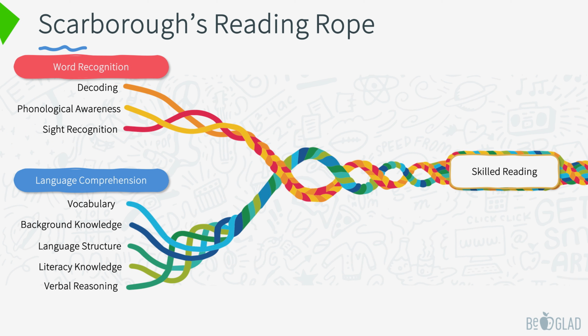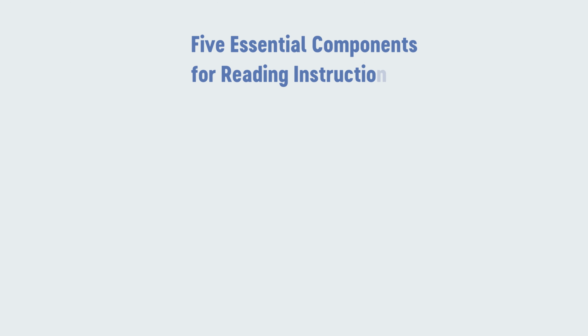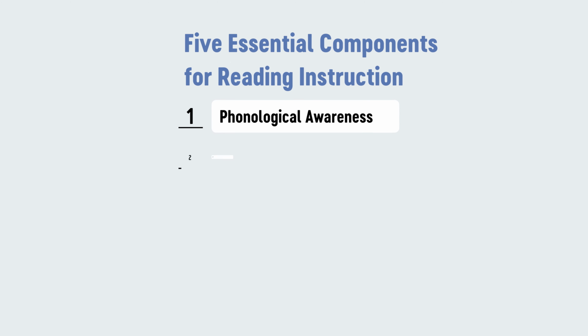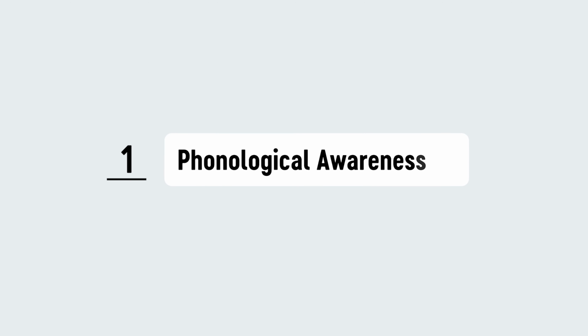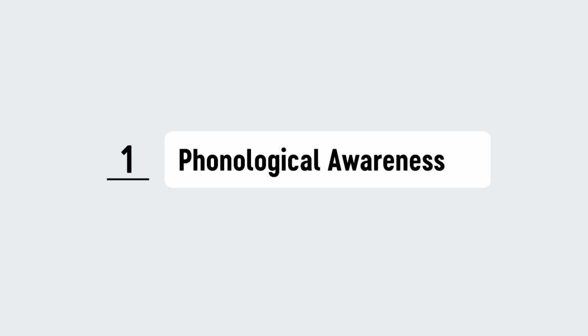In our first video in this series around the science of reading, we discussed Scarborough's rope and the various elements that are critical in terms of teaching reading. Those include phonological awareness, phonics, fluency, vocabulary, and comprehension. In this video, we're going to speak specifically about phonological awareness and how that can be integrated into GLAD and into GLAD strategies.